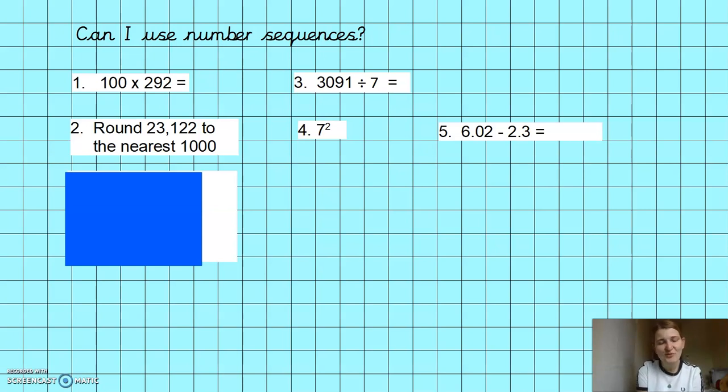Hello everybody, welcome to today's maths lesson, your final one of the week, where we're going to be looking at using number sequences with a particular focus on fractions in those number sequences.